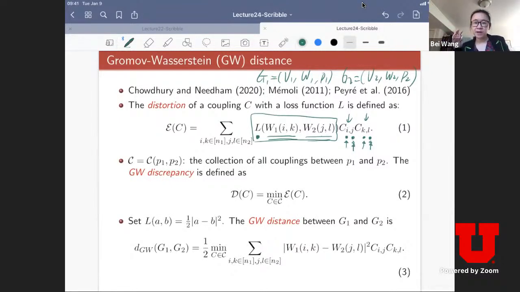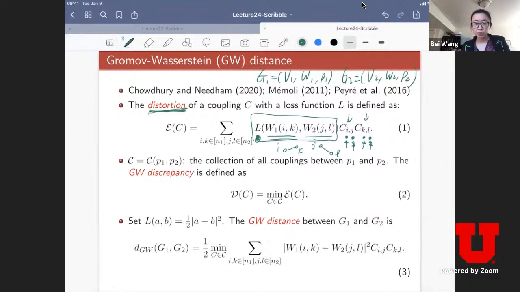In other words, if i and j are very similar to each other, and k and l are very similar to each other, then the loss is going to be very small. This is an optimization process. If I have a fixed coupling, this is what I call distortion. I want the weight of the edge connecting i and k from the first graph and the edge connecting j and l from the second graph to be as close as possible.